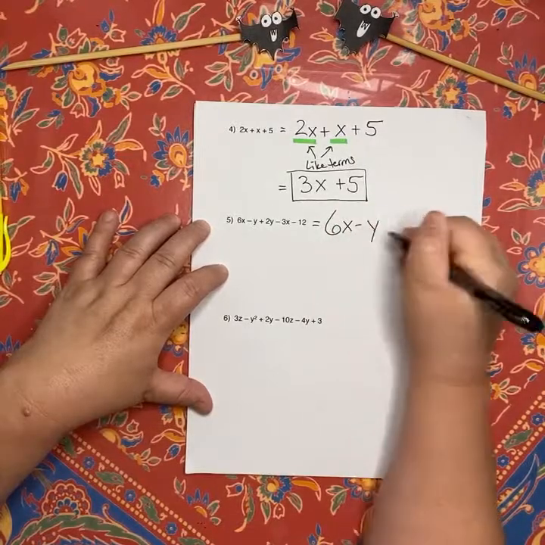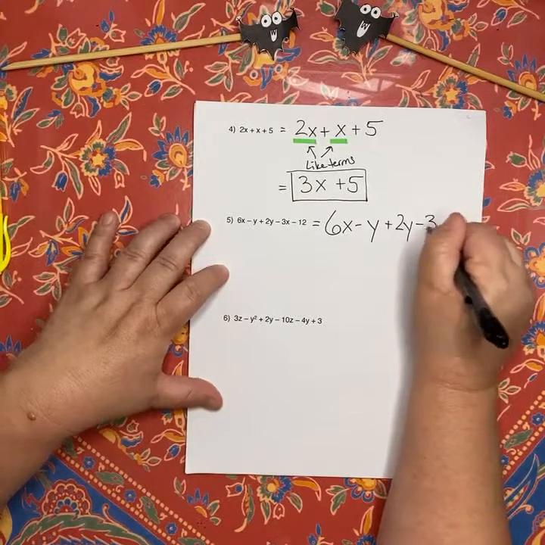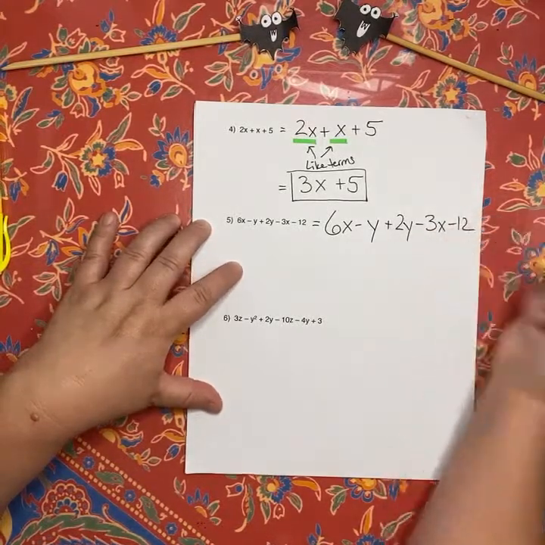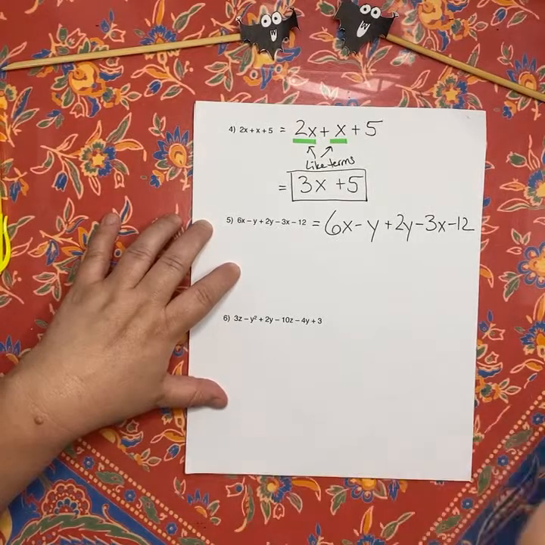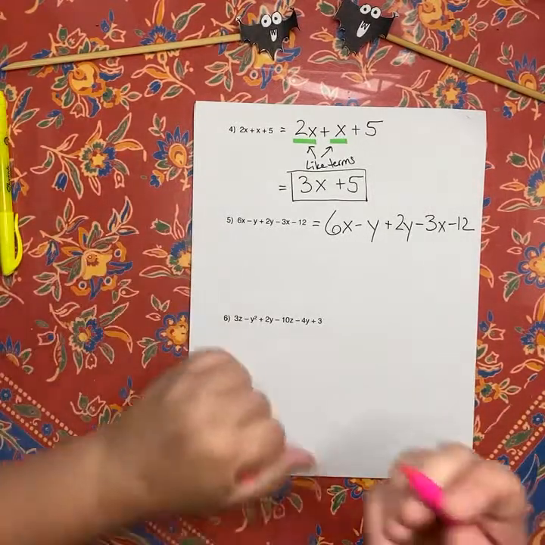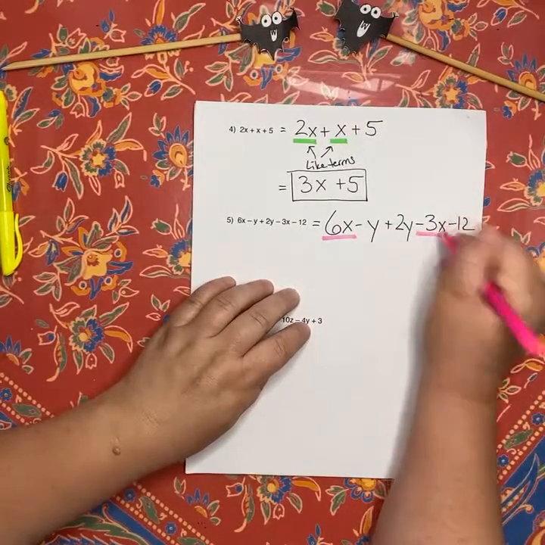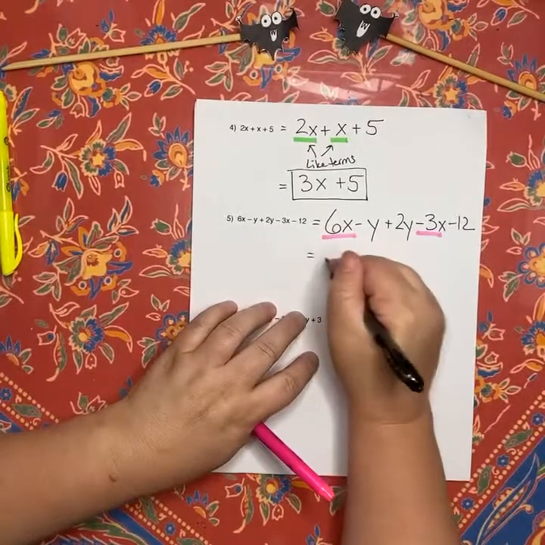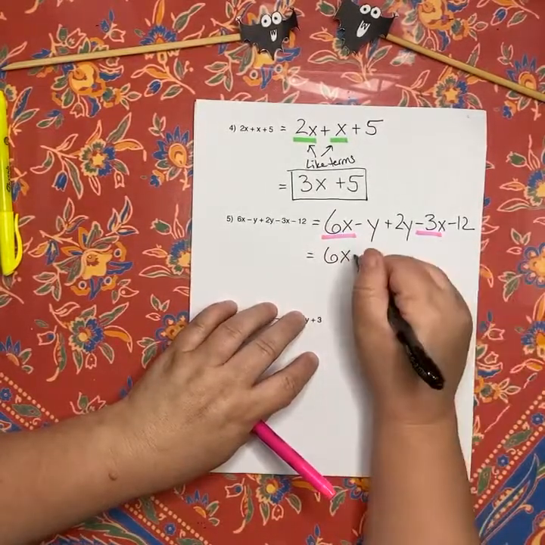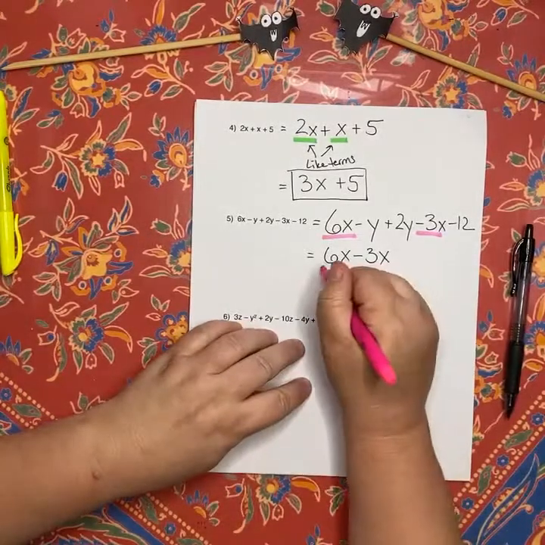6x minus y plus 2y minus 3x minus 12. Well, you know what I'm going to use. I'm going to use the commutative property because there's too much stuff running around. I got x's. So let me find all the x's. I got a 6x and I got a minus 3x right there. I want to bring those bad boys together. 6x minus 3x.